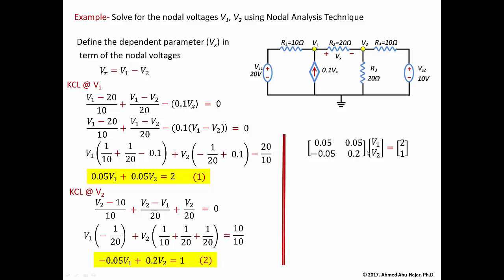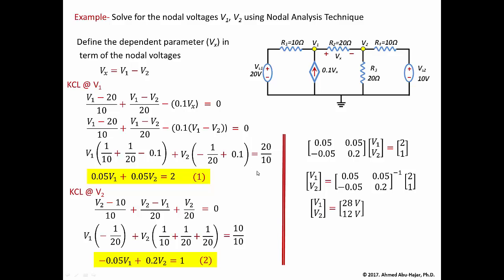Now, this equation is classical. We can solve it using any technique we want, such as back substitution. But I like to use the inverse of the matrix method, so I can solve for V1 and V2 by taking the inverse of this matrix and multiplying it by the vector with the values 2 and 1. So then you get the answer: V1 is going to be 28 volts and V2 is going to be 12 volts.